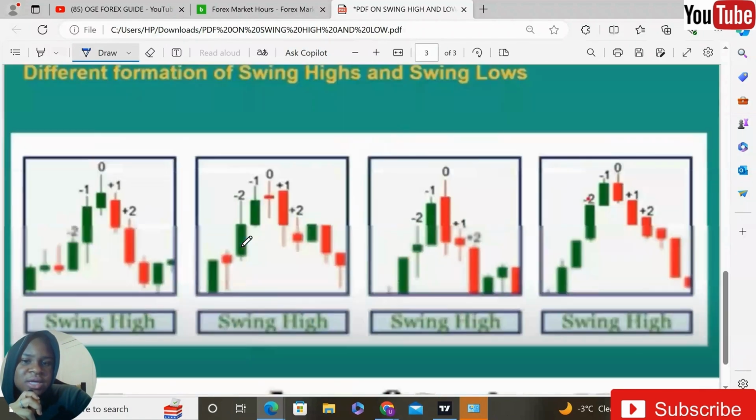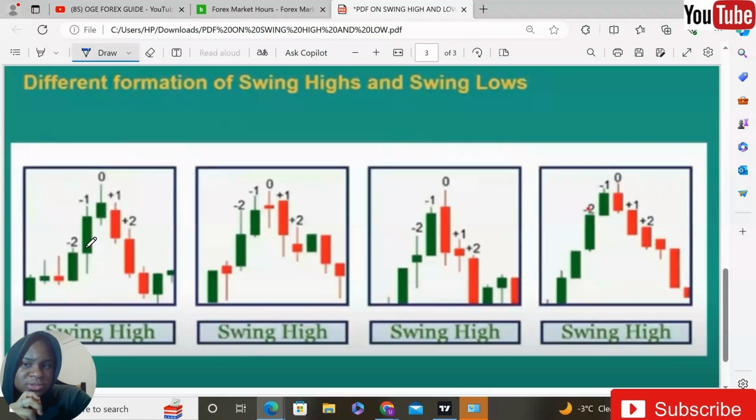Now for the swing high, the same situation, just opposite. One, two, the third one, the highest one. Then it continues. The same thing, 1 2 3. Do you see it? Then 1 2. It's always in the middle. It always comes out before the continuation.